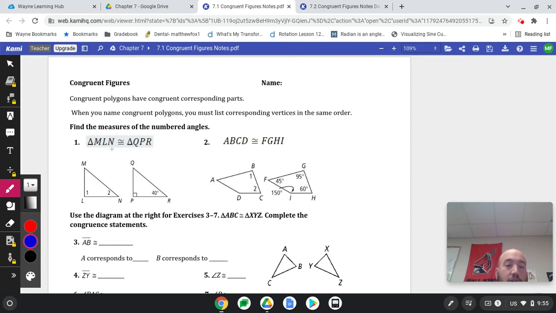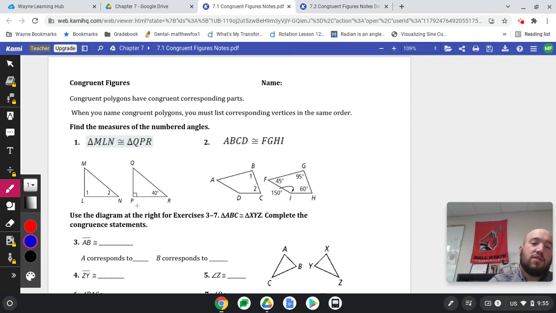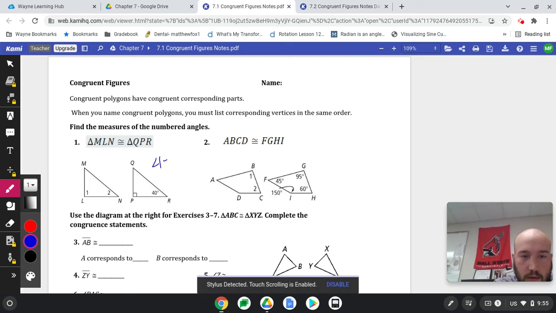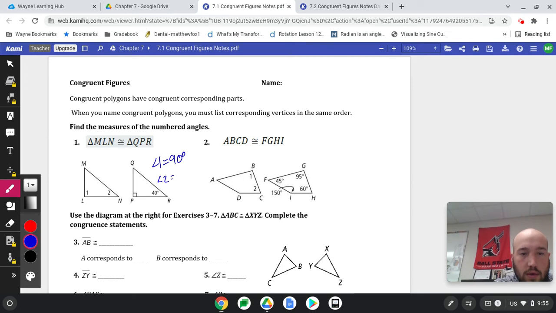Triangle MLN is congruent to triangle QPR. So the M and the Q match up. The L and the P match up. The N and the R match up. So we look here, L for angle 1. L is the second one here, so we look at the second one here, which is P. That matches up with 90 degrees because of that right angle. So we know that angle 1 is equal to 90 degrees. Angle 2 will be equal to 40 degrees because angle 2 is N, the third one here, is R, which is also 40 degrees.